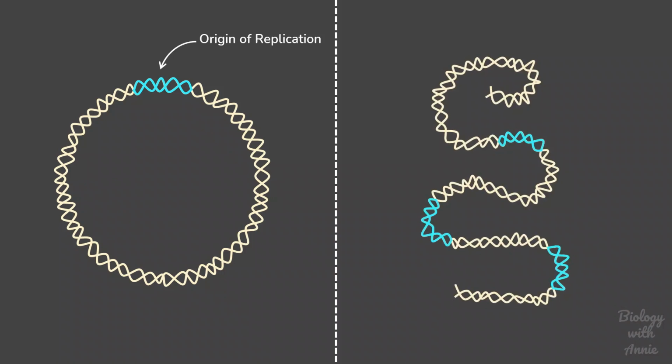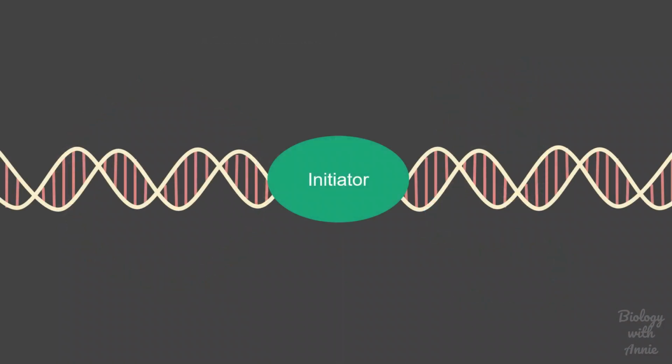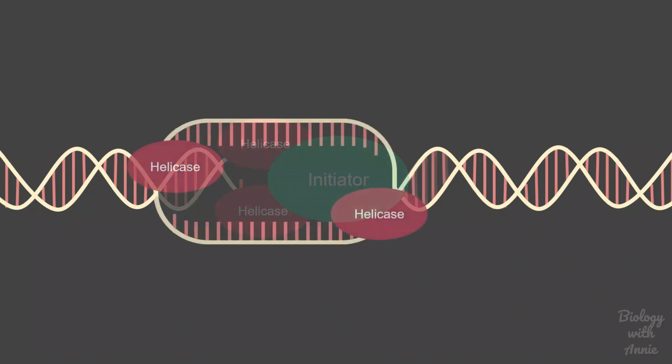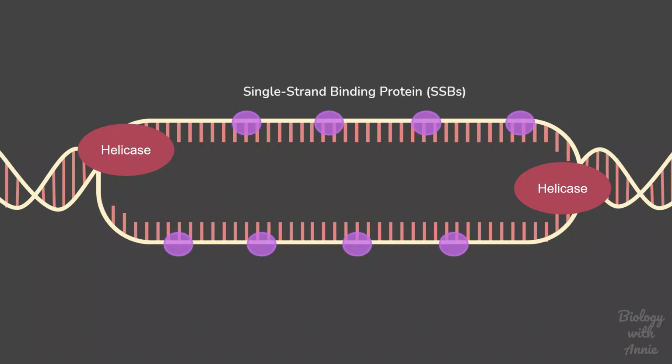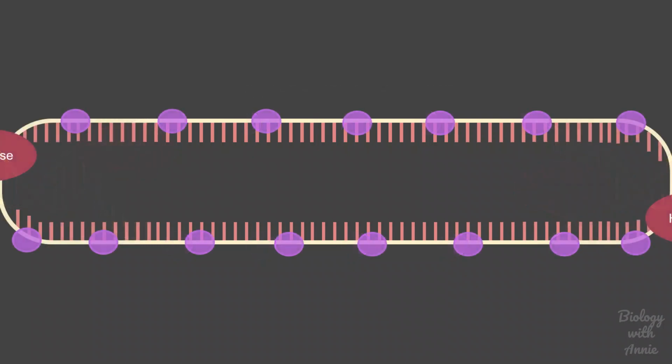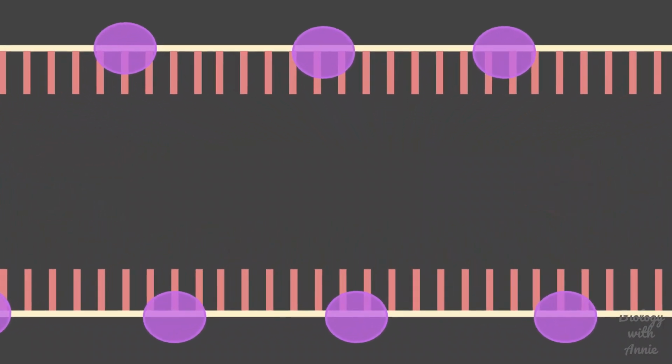When the initiator protein binds to the DNA, it causes a short segment of DNA to separate, exposing a small opening where an enzyme called helicase can attach. Helicase can separate the 2 strands of DNA by breaking the hydrogen bonds that hold them together. It binds to one of the strands and travels along the DNA molecule, continuing to separate the strands. Single-strand binding proteins, or SSBs, prevent the separated strands from rejoining by binding to both strands and preventing the formation of hydrogen bonds.